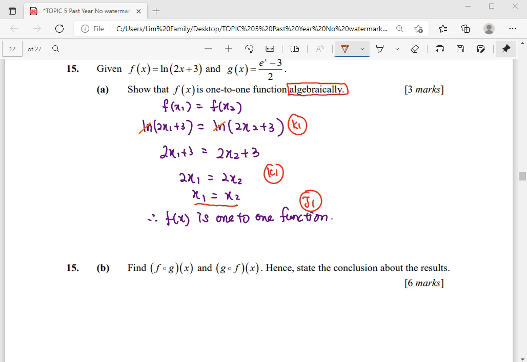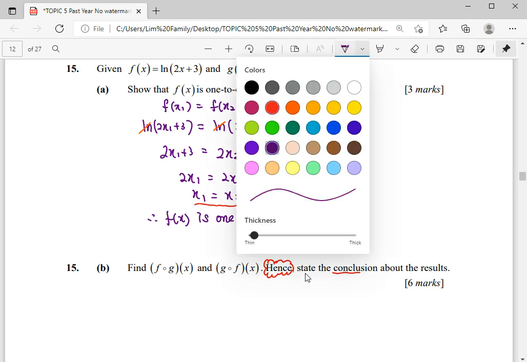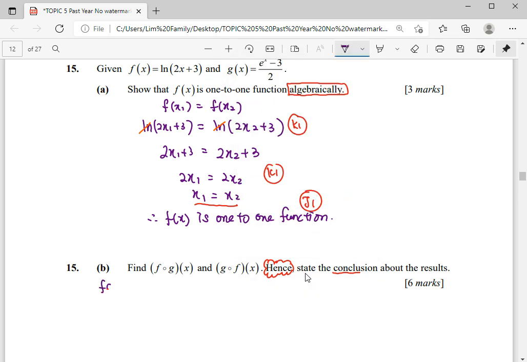Okay, so we continue. For question B, find the composites f(g(x)) and g(f(x)), hence, based on the result, we have to conclude something. So we find it out first. What is f(g(x))? We substitute g(x) inside f(x), where the place of x will be substituted by (e^x minus 3) over 2. So it will be ln(2, substitute this.